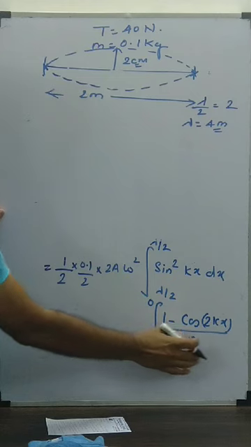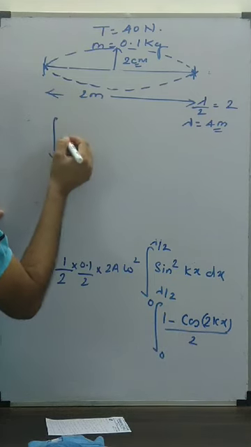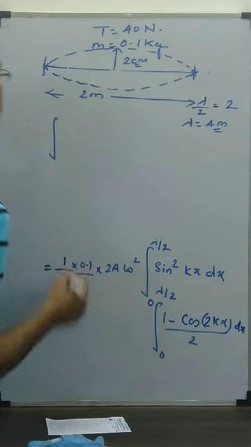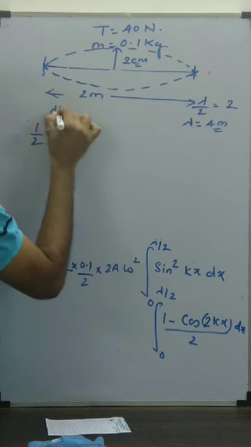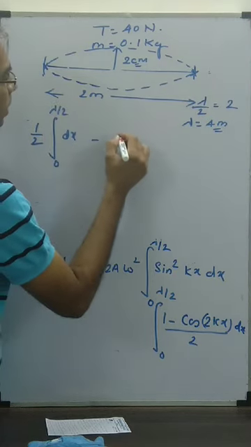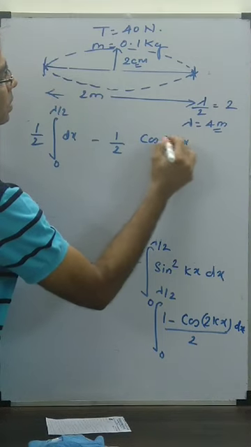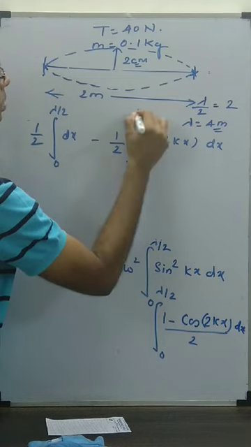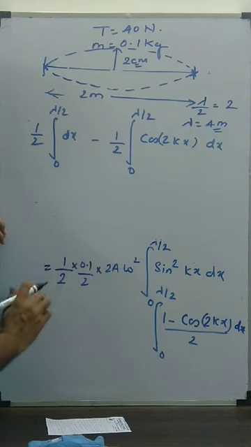Now we are going to integrate this function only. Let's write half separately, and here is dx. So half is outside dx, 0 to lambda by 2, minus, again half outside over here, cos 2kx dx, 0 to lambda by 2. We will remember this function because in this one only we have to put values and solve.